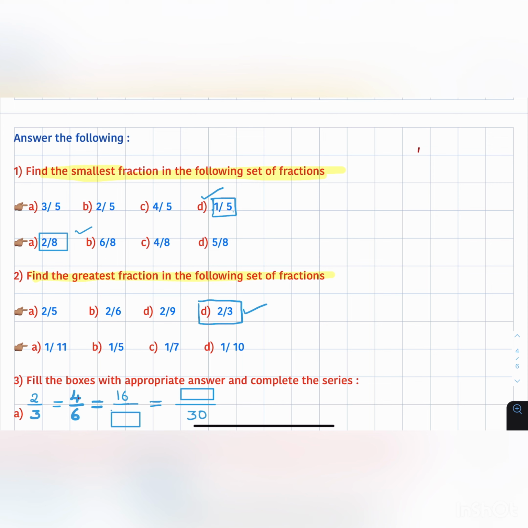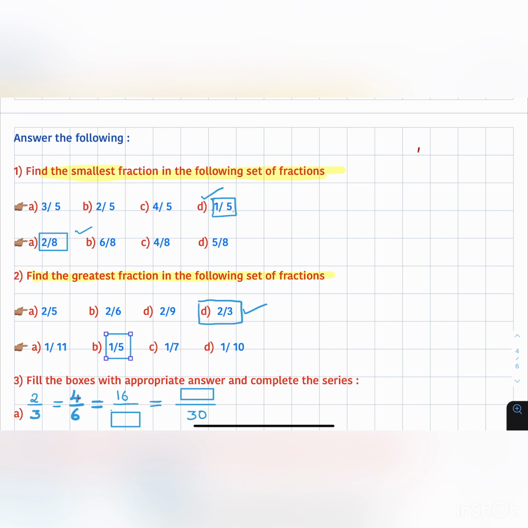And the next set, 1 by 11, 1 by 5, 1 by 7, 1 by 10. Again it is a set of unlike fractions, and the smallest denominator in this case is 1 by 5.